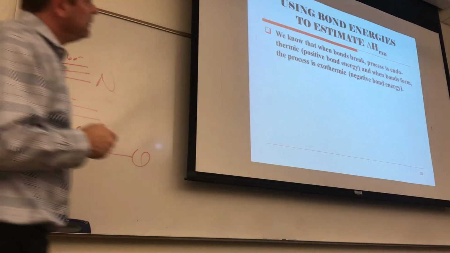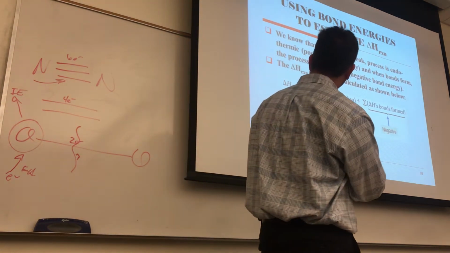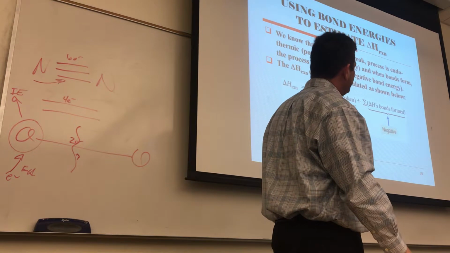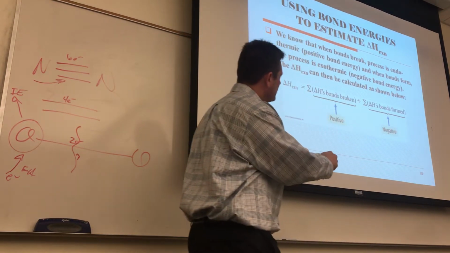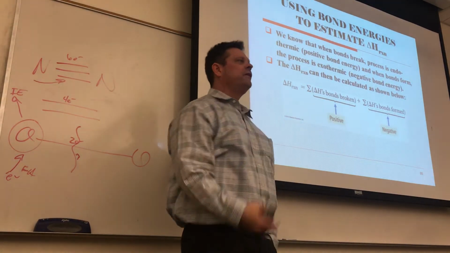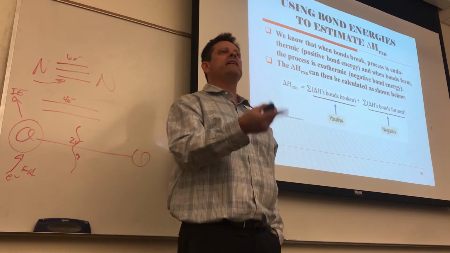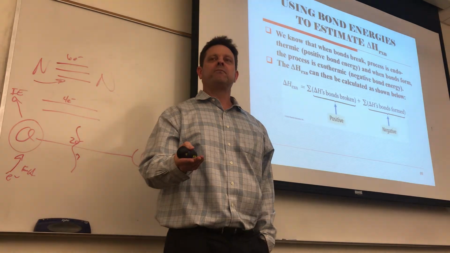Okay, so let's take a look. Here we go. Delta H reaction is the sum of the delta H's of the bonds broken, plus the sum of the delta H's of the bonds formed. These are going to be positive, these are going to be negative. When the overall is negative, it's exothermic. When the overall is positive, it's endothermic. That's simple, okay?